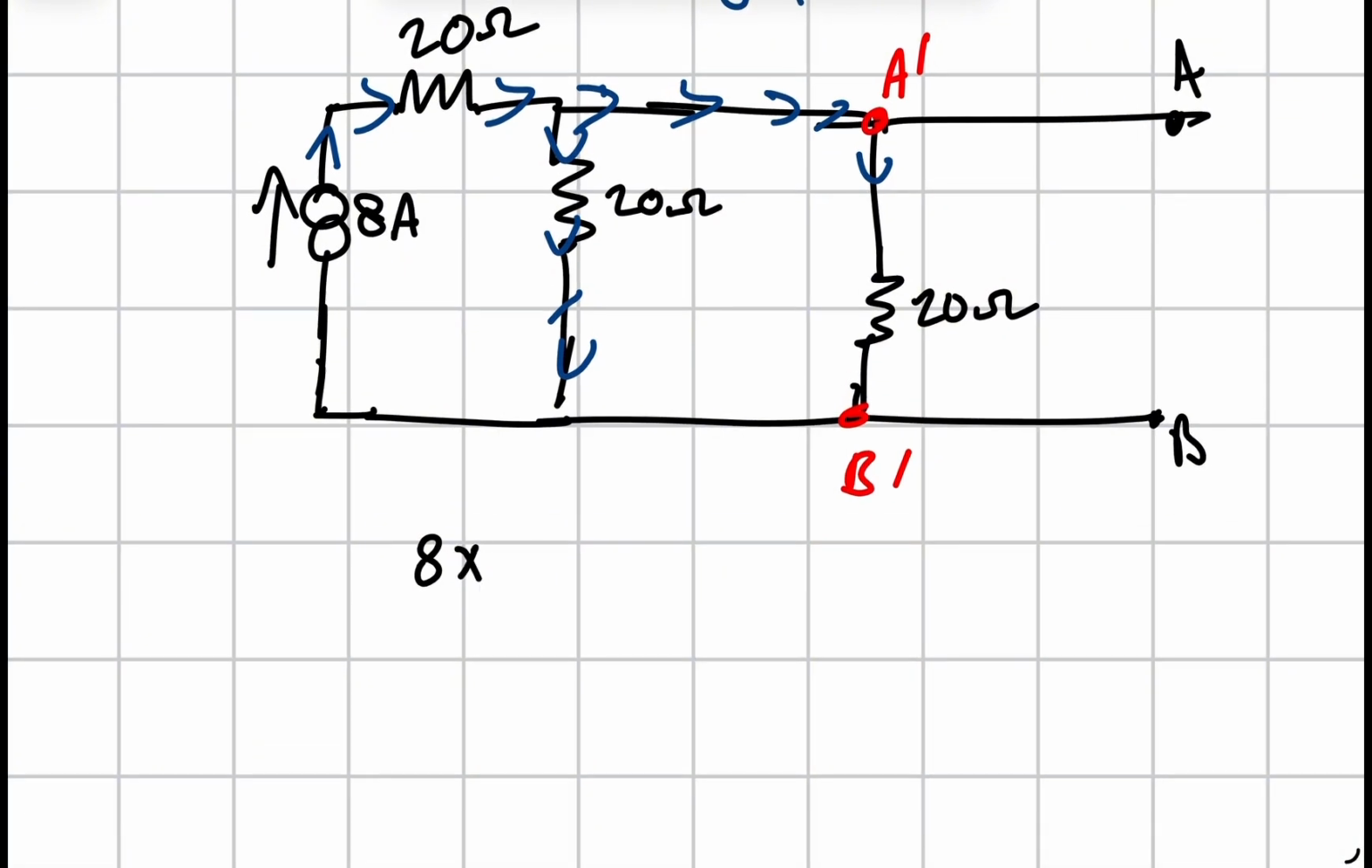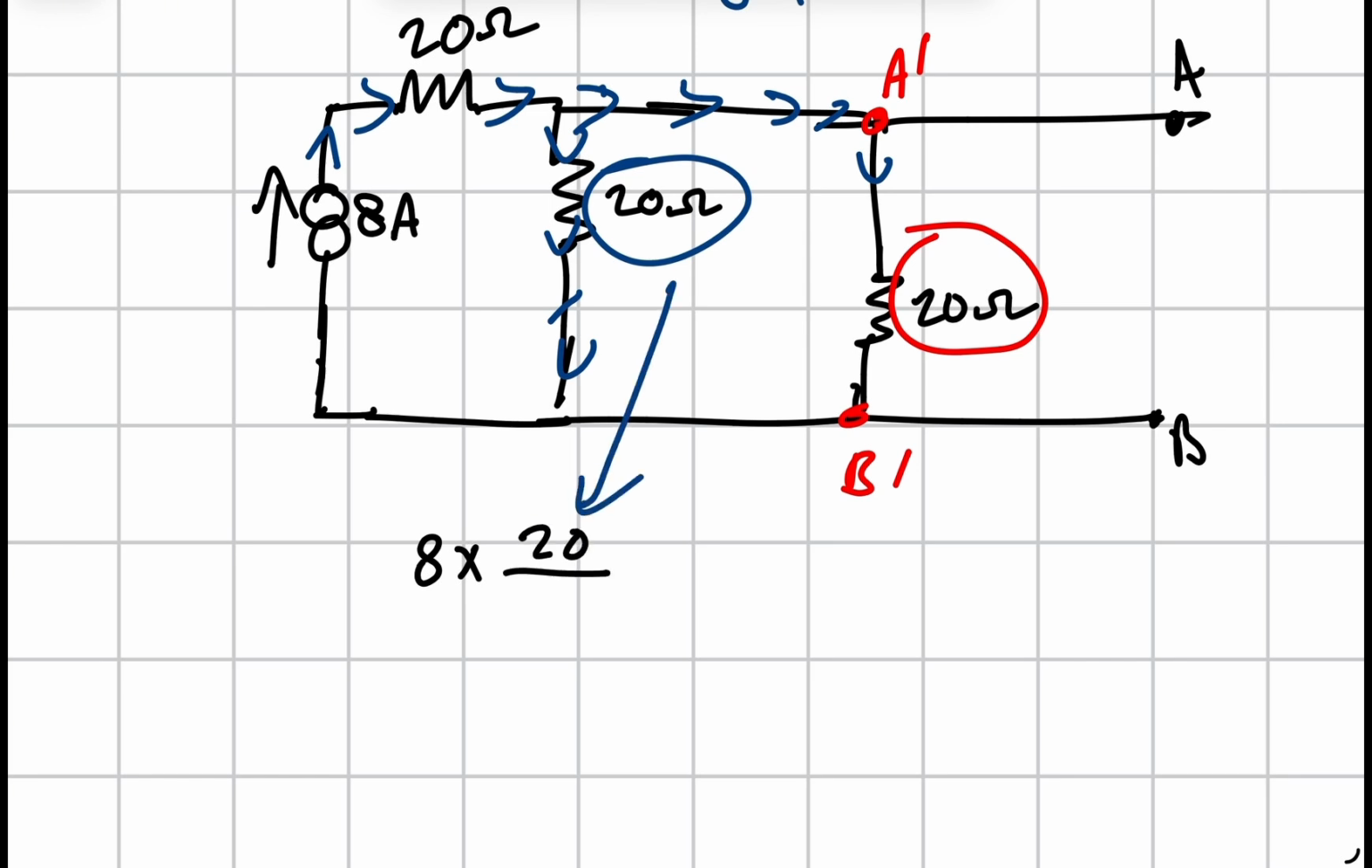The weird thing about the current divider rule is that the resistor that you want doesn't go to the top. It's the opposite one that always goes to the top. So you do 20, this is your 20, and then you do 40, this is 20 plus 20 under there. So it's 8 times 20 over 40. If you type this in your calculator, you will get about 4 amps.